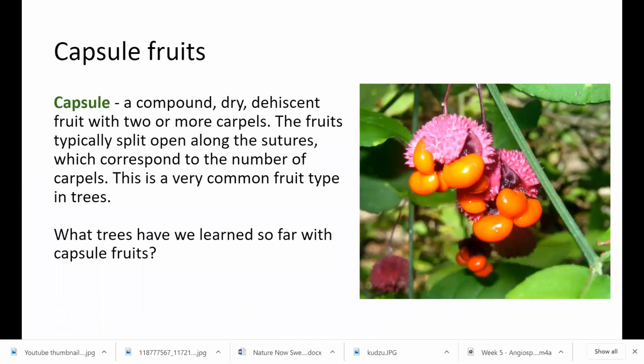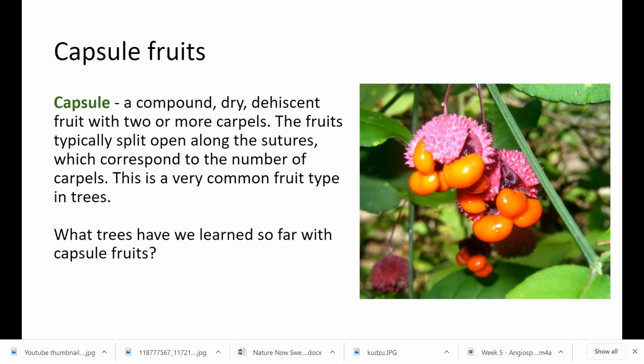So capsules are compound dry dehiscent fruit, and this has 2 or more carpels in a single fruit. So that's an important difference from the aggregate, right? In which case, we talked about follicles just having a single carpel. Well, those magnolias are a compound fruit, or it's an aggregate of follicles, right? So those are all together. But in this case, we're talking about capsules.